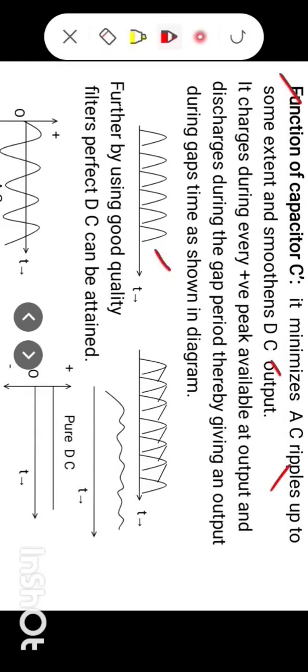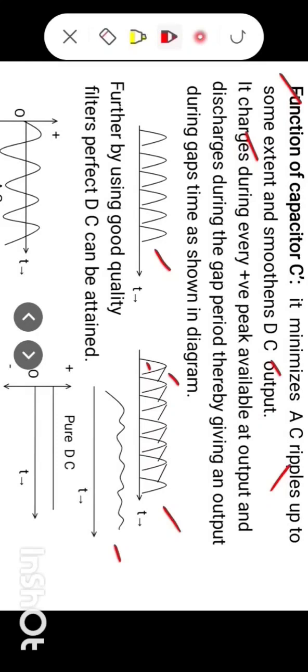This is the output of the rectifier which contains AC ripples. Now how are AC ripples removed by C dash? C dash charges during every positive peak available at output and discharges during the gap period, thereby giving an output during gap time as shown in the diagram. And finally we have the output DC which still contains a little bit of AC ripples. And finally we get DC output which is shown in this diagram.